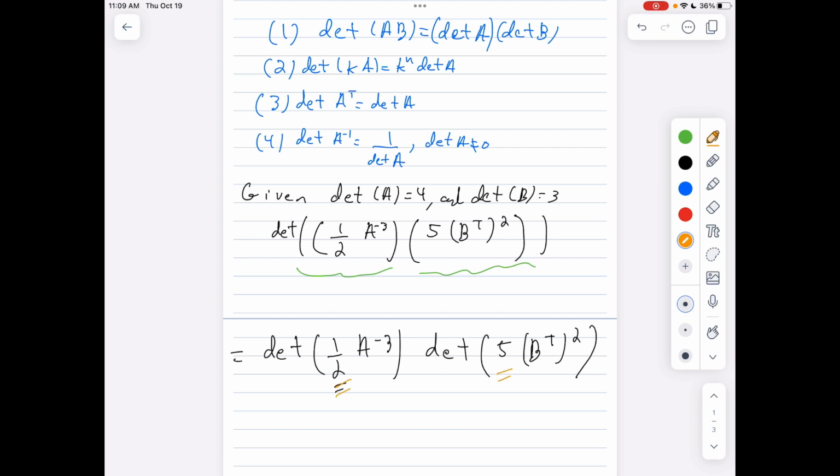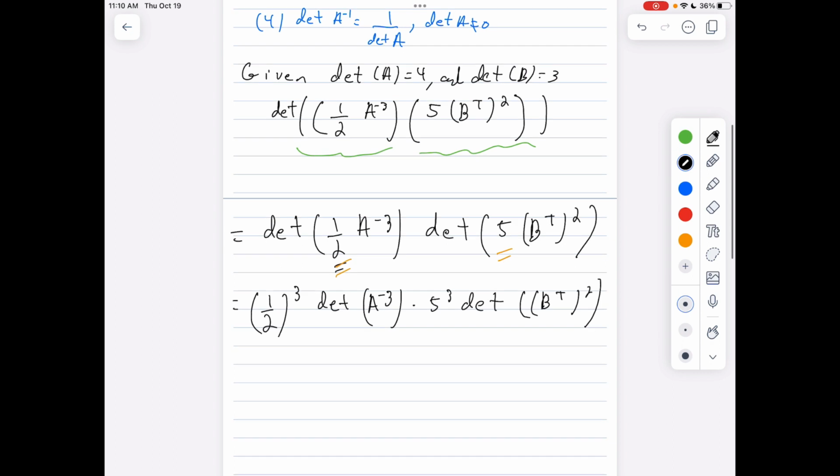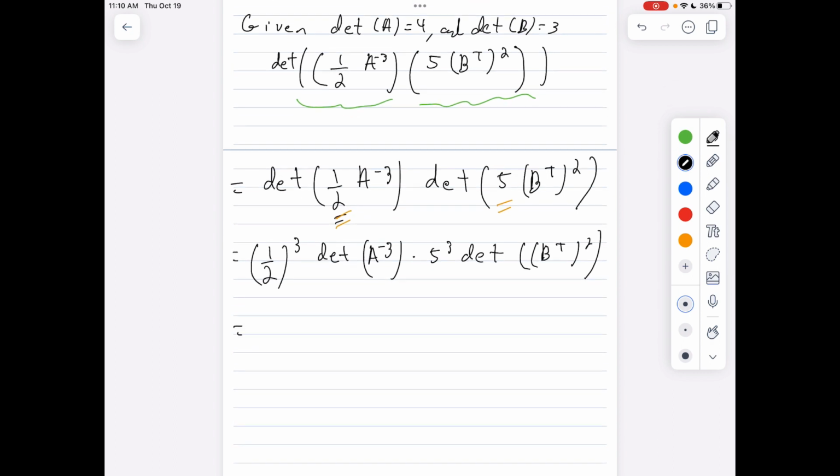So if I'm going to take a determinant of these, I can go ahead and pull the constants out, we can think of it that way, and raise them to the number of rows and columns. In this case, it was 3. So 1/2 to the third, the determinant of A to the minus 3. And in our case over here, it's going to be times 5 to the third, the determinant of B transpose all squared. All right, so then how do I deal with the determinant of A to the minus 3?